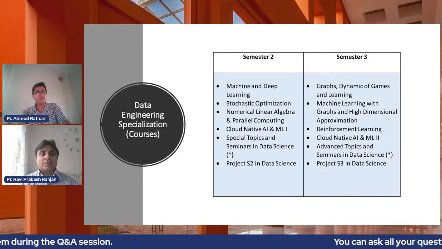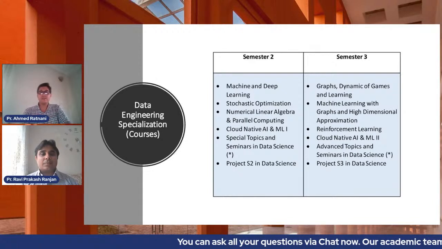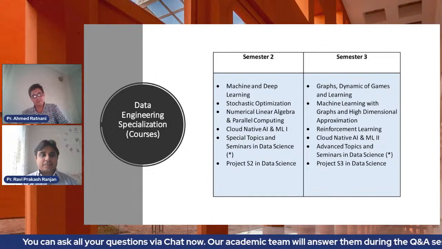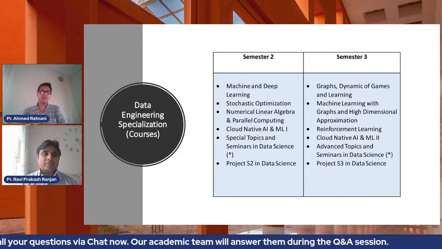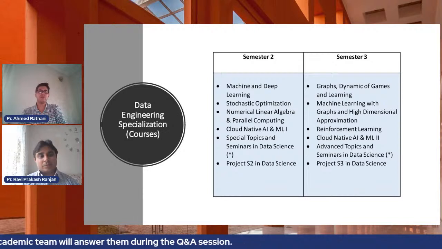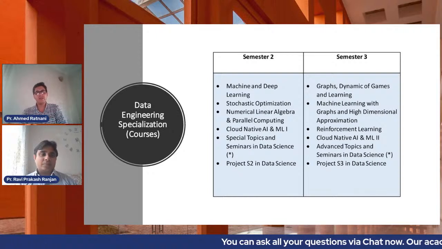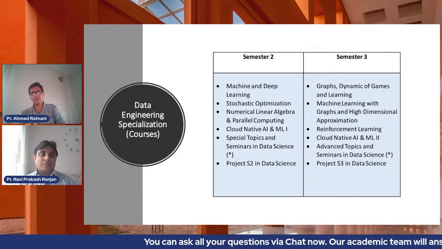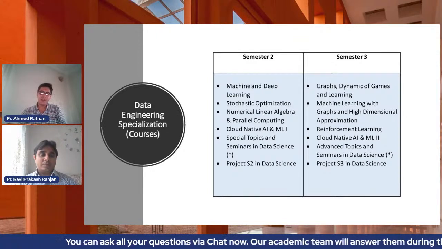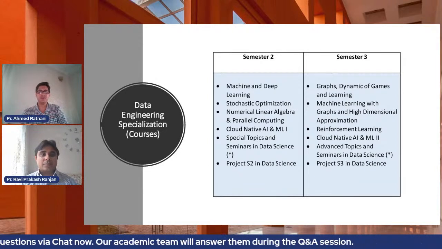Then comes reinforcement learning. Again, here we're going back to Markov chains. We'll be talking about different heavy mathematics that are needed to understand and fully grasp the concepts of reinforcement learning. Finally, we go again to the course on cloud native AI and ML, which is the technical part for the data engineer. And then we finish again with topics, seminars, and project in data science.